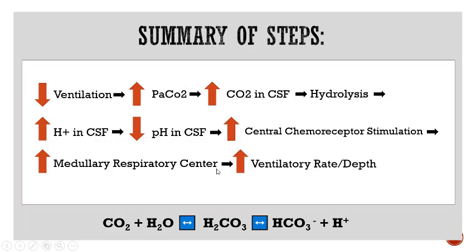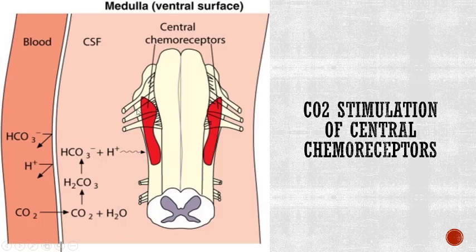So a lot of this information is information you guys already know. Try to remember that, and don't get too overwhelmed by it. It's not all new. This is just a quick diagram that shows that hydrolysis in the cerebrospinal fluid, and the way the H+ would then affect those central chemoreceptors. You don't have to memorize this diagram. It is strictly just so that you have a visual as we move through here.